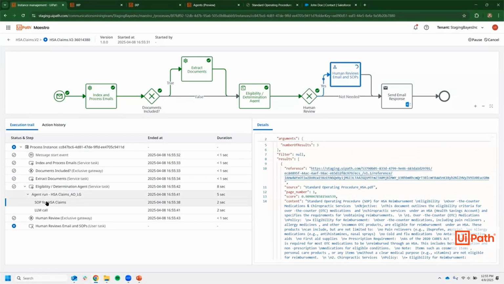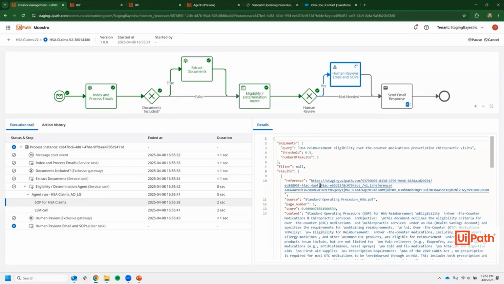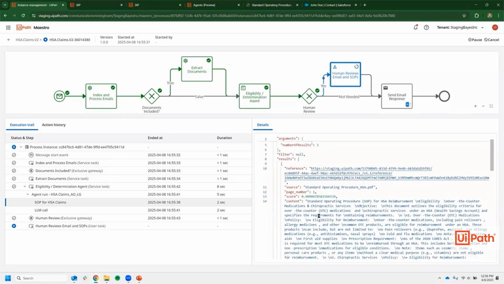In this example, I'm drilling into the standard operating procedure analysis the agent completed. Similar to what I was showing in the agent building experience, we're able to see the confidence score, the content it's extracting from that document as part of its decision. And once a human user validates that expense eligibility, a robot is able to send the email response back to John Doe outlining whether or not the expense is eligible.